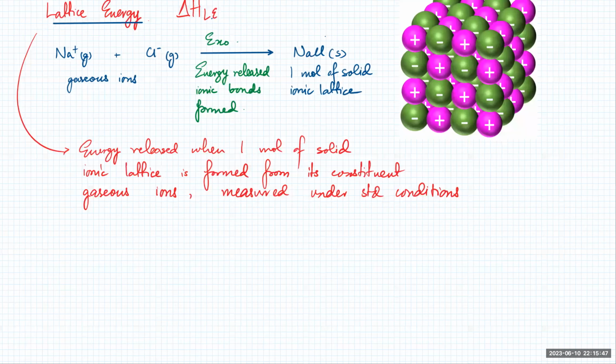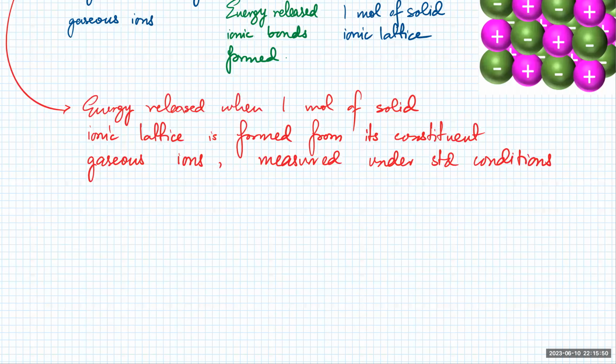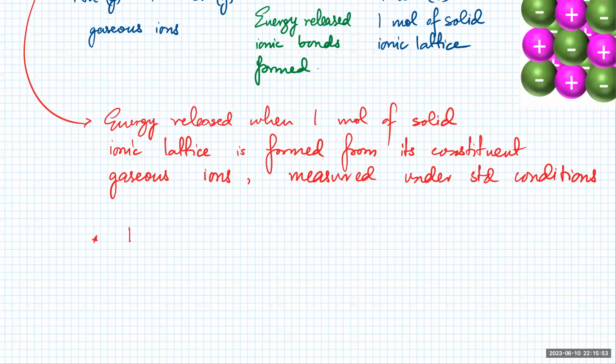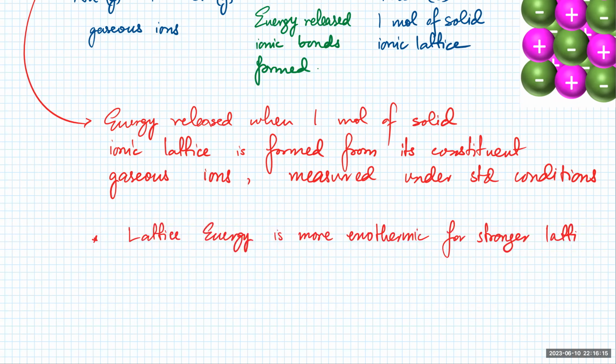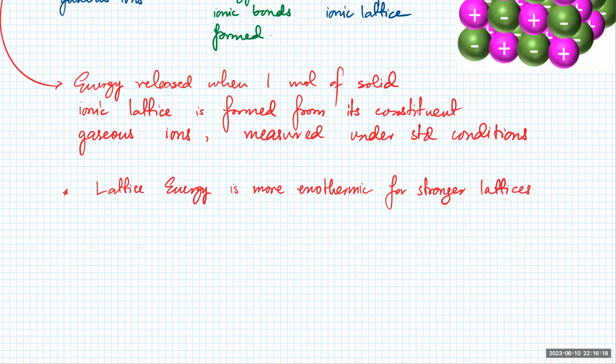Now, the other thing is that if a stronger lattice is formed, that's going to be more exothermic. So with lattice energy, stronger bonds getting formed means it's going to be more exothermic for stronger lattices. So when you think about whether an ionic lattice is strong, what are the factors that determine the strength of the ionic lattice?